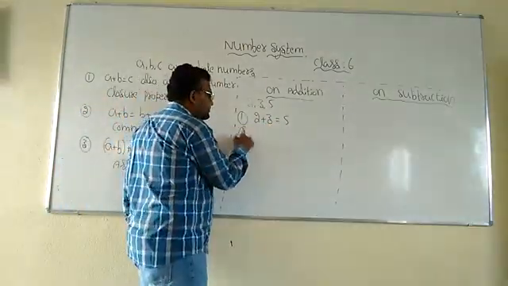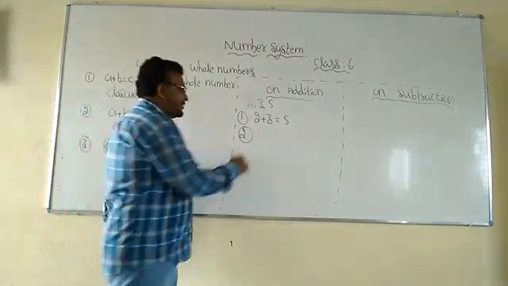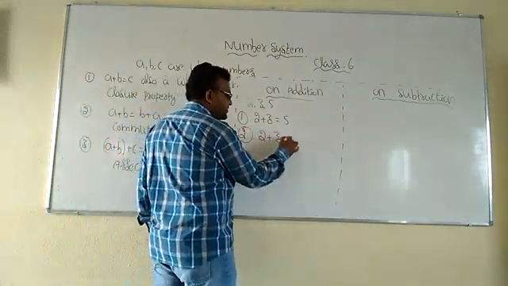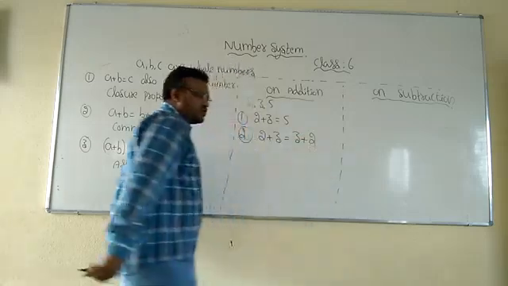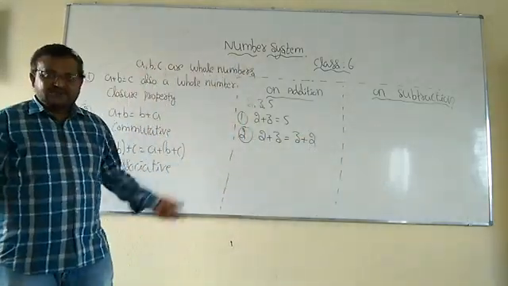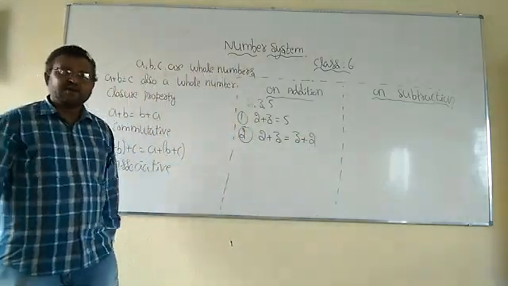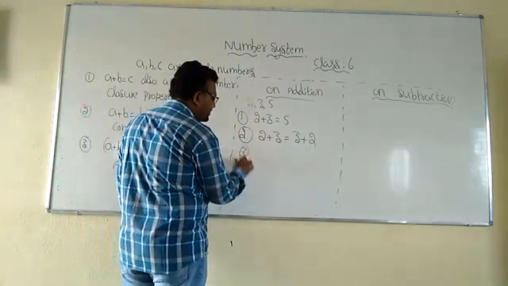And the next, irrespective of order, A plus B, that means 2 plus 3 is equal to 3 plus 2. 2 plus 3 is 5, and 3 plus 2 is also 5. True for the commutative property. Next, associative.